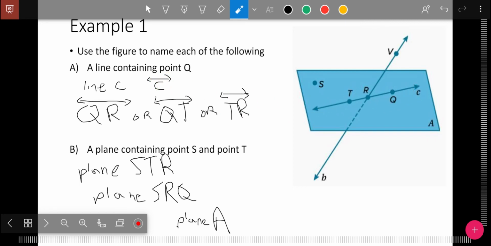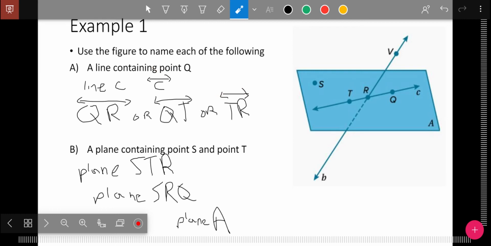I remember I said most of the time you're going to use 2 letters. So it doesn't matter to me if you said QR or RQ, or you could say QT or TQ, or you could say TR or RT. But anytime, just use 2 letters and make sure you put the line symbol above it. So it's line QR or line QT or line TR.